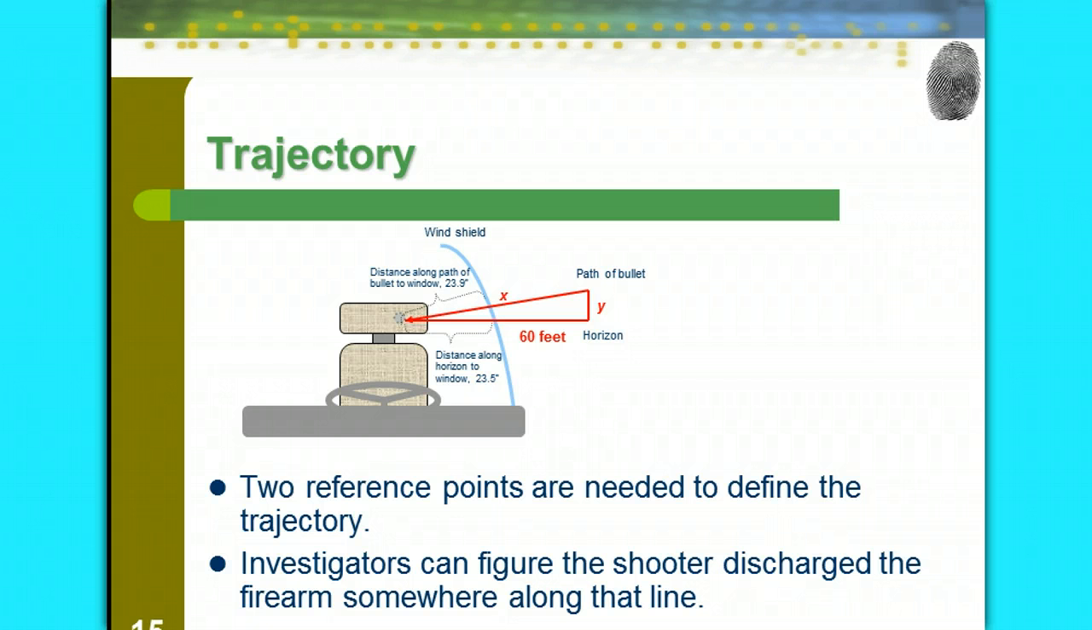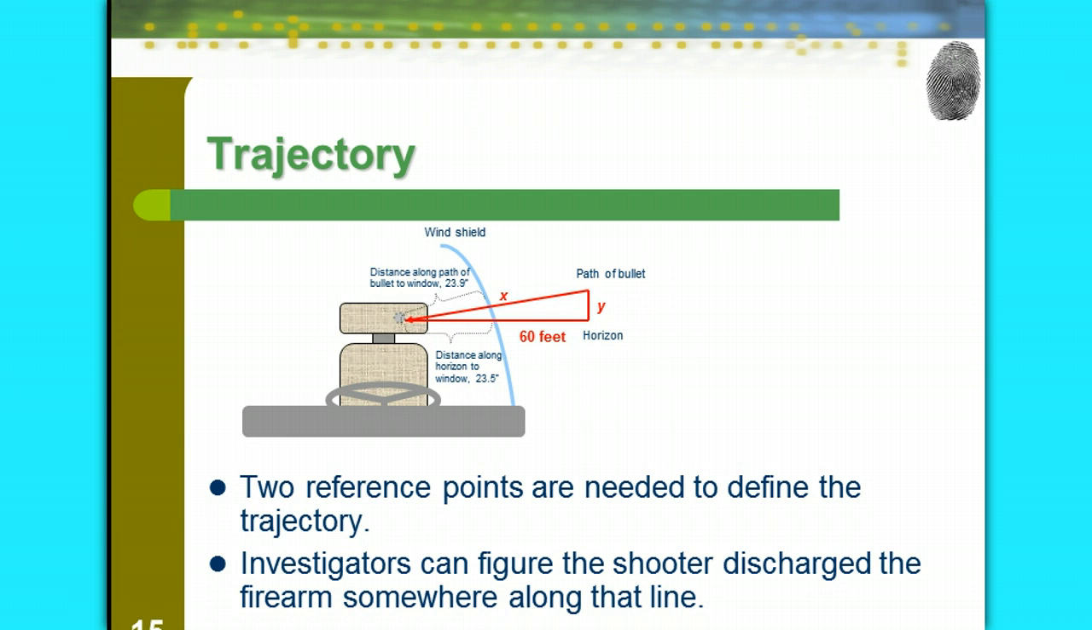So in this video, we're taking a look at bullet trajectory. And this is just like blood spatter analysis in that we're still going to use the right angle geometry concept. The trajectory, or the path of a bullet, can actually be traced back to its origin as long as you have two reference points. Two reference points are required in order to define that trajectory and determine where the shooter was when that firearm was shot.